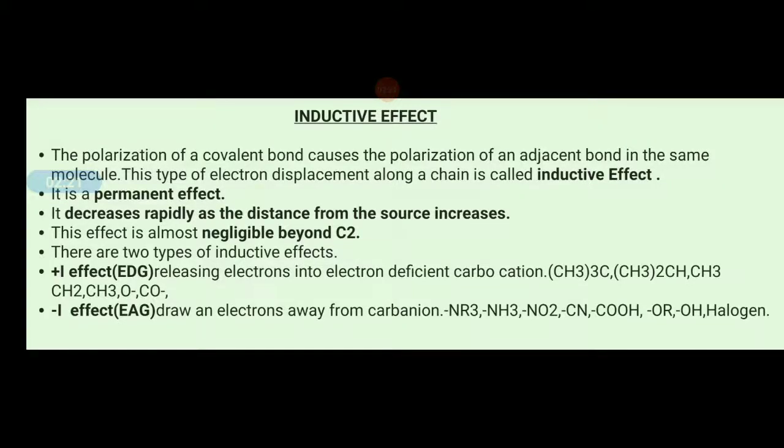See that it decreases rapidly as the distance from the source increases. This effect is almost negligible beyond C2. There are two types of inductive effect: plus I effect and minus I effect.